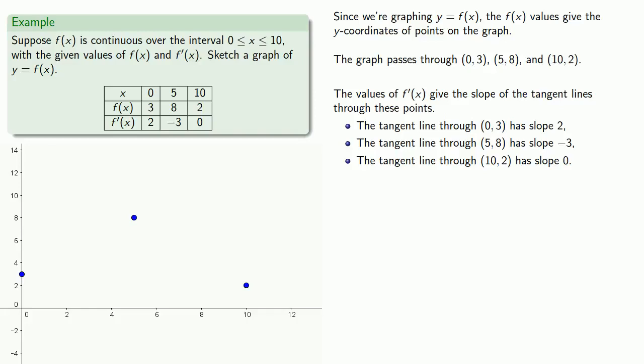Now one important thing, we don't want to draw too long a segment because that will clutter up our graph. Remember that the tangent line is an approximation to the curve as long as we don't go too far from the point of tangency. So we'll draw short segments of these tangent lines.